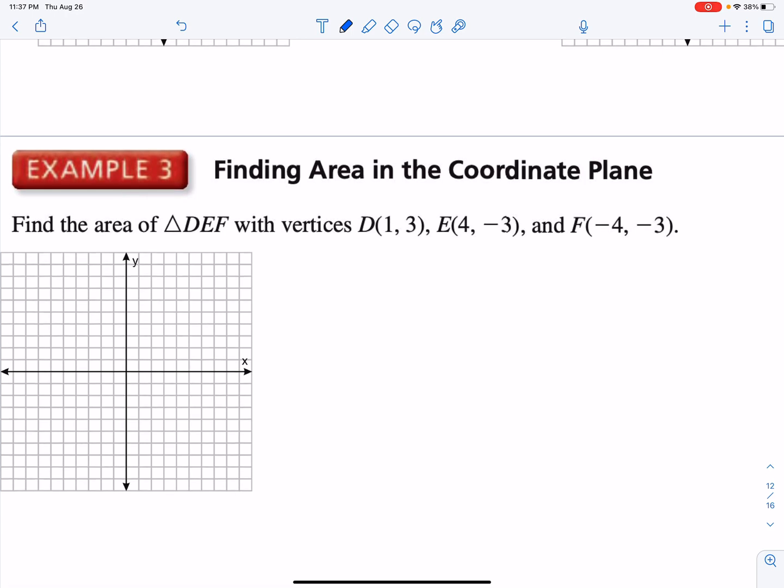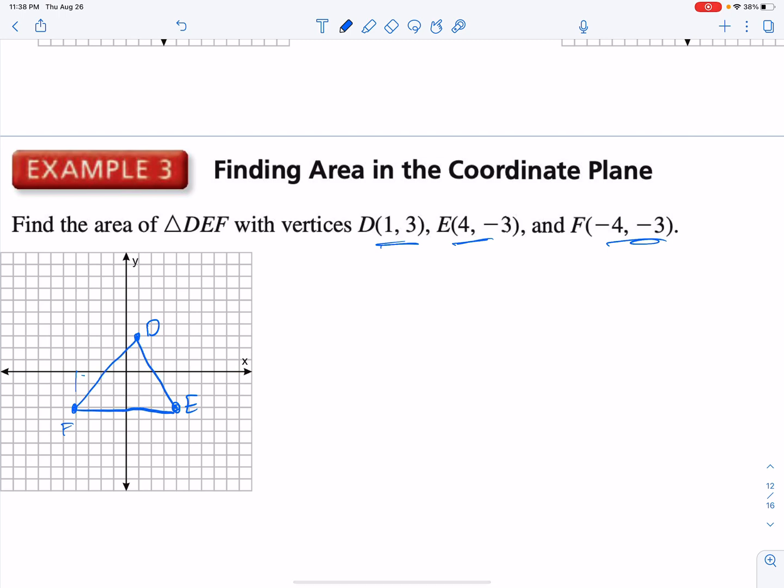Now, area is a little bit different. Area, you're going to need the formula. Especially with triangles, pay attention to what your picture looks like, because with area, you might not have to do the distance formula at all. So if I plot this, D is at 1, 3. E is at 4, -3. And then F is at -4, -3.